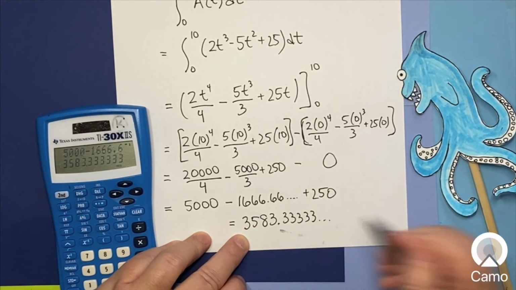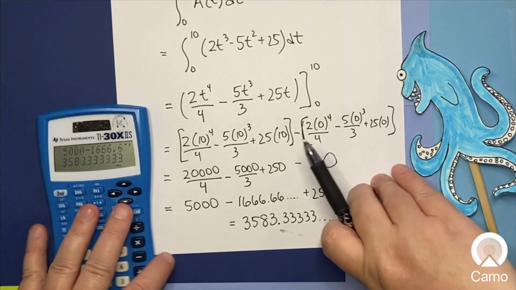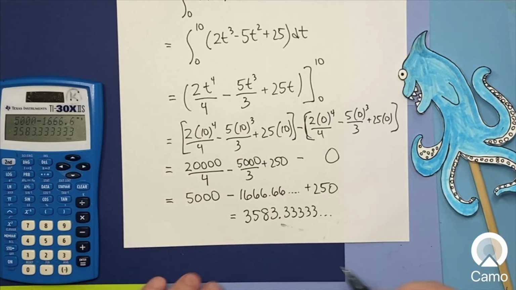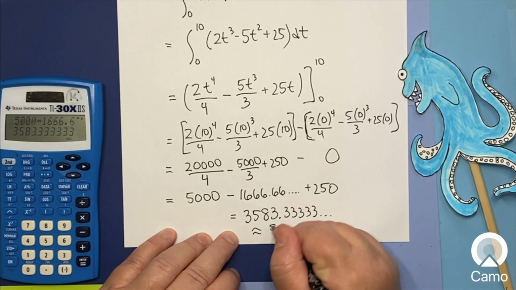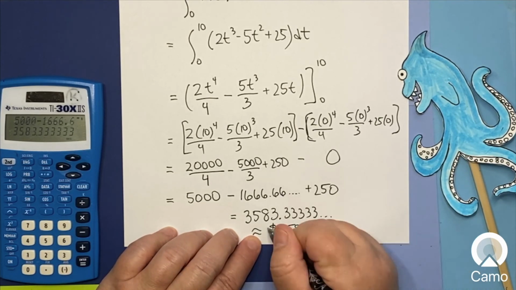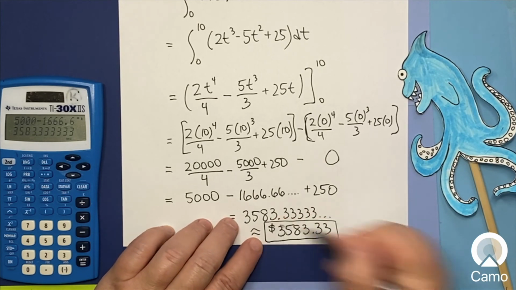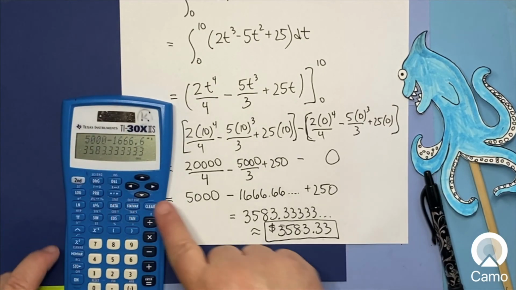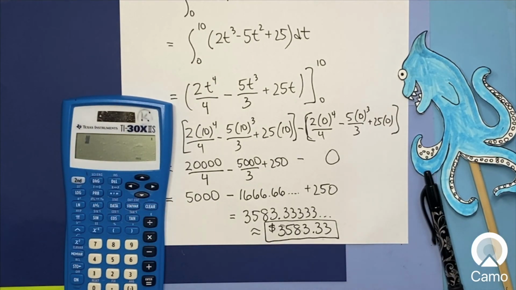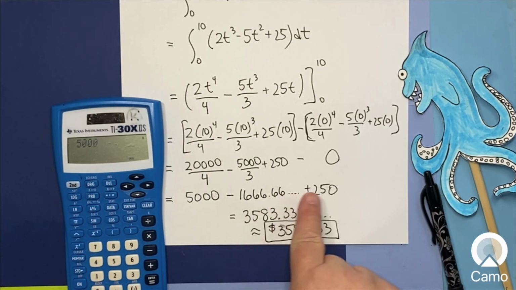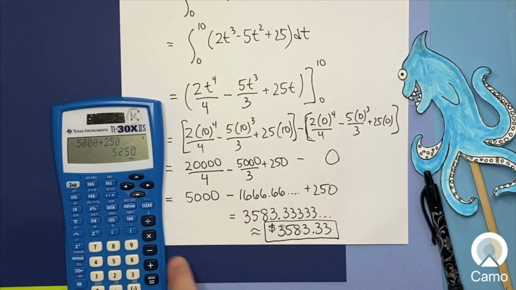Now, I happen to know that this problem doesn't want an exact answer. It wants us to round to the nearest cent. So we're going to go ahead and round to 3583.33. Woohoo. So again, let me show you this one in a better version. The way I should have done it, because I don't know how to edit a video, I've got my 5,000. I will add my 250. So it's 5250.